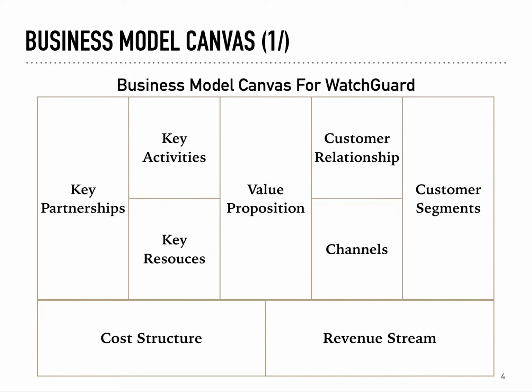Now, let's take a look at the business model canvas. As we know, there are nine parts in a business model canvas. There are key partnerships, key activities, key resources, value proposition, customer relationships, channels, customer segments, cost structure, and revenue streams. And I will give some detailed introduction to each element in this business model canvas.